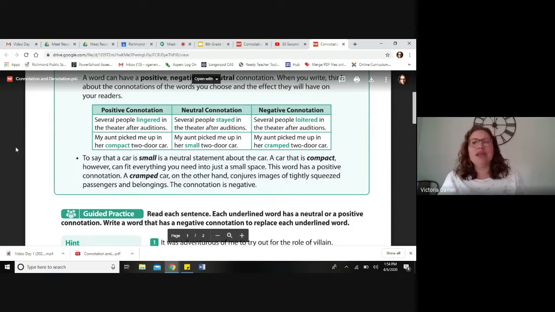And then we have the word with the negative connotation. It says, my aunt picked me up in her cramped two-door car. So we know that when we're cramped, we're squeezed in this really tight space. You're in the back of the car and you have no room for your elbows. And maybe you've got your brother on one side and your sister on the other and all this luggage. And you're really tight in there. So the word cramped has a negative connotation to it. It provides these pictures or images in your head that you're just so tight that you can barely move around. So those are our examples.